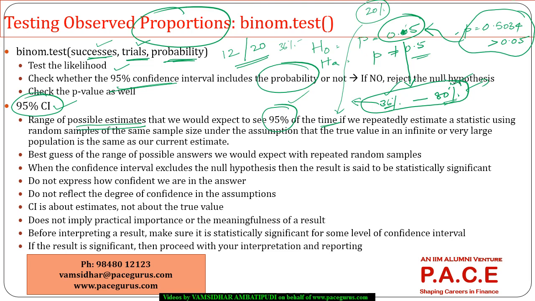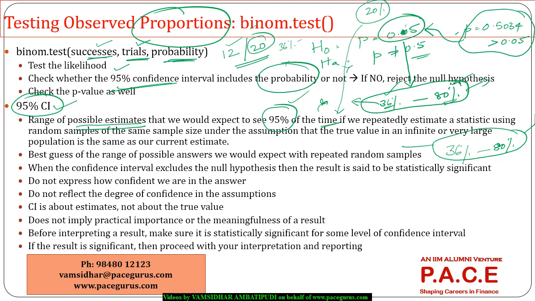This holds if we repeatedly estimate using random samples of the same size. Today I have used 20 trials and out of them 12 were successes. Tomorrow I again do another 20 trials, and again see some number of successes, and so on. If I continue this process, I can very well say that the probability of success could be anywhere between 36% and 80% 95% of the time, but only in 5% of cases can the probability of success go either below this or above this.